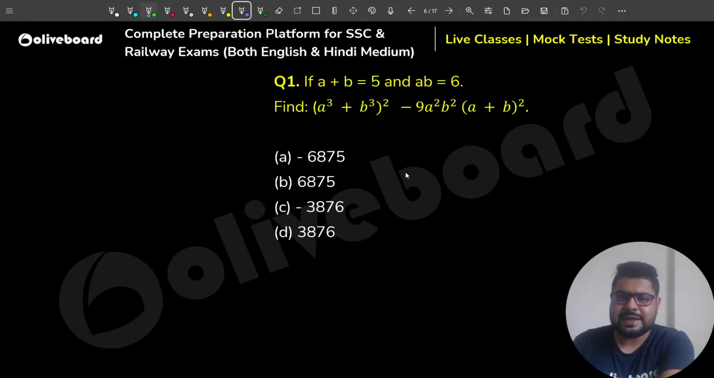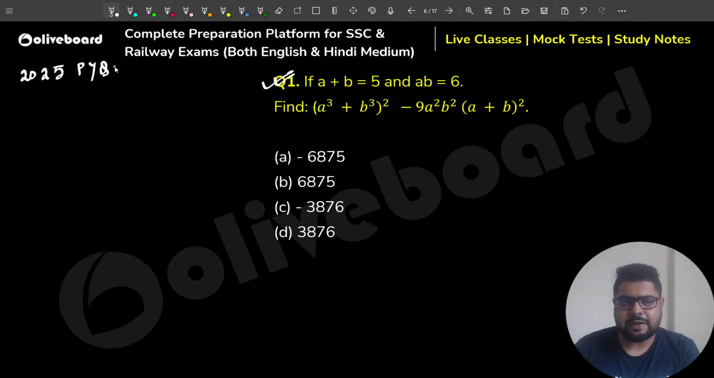So, the first question that we'll do. All these questions are from 2025. All these are 2025 PYQs. A few are CGL and a few are selection phase PYQs as well, because last year the selection phase had a few very good quality questions.